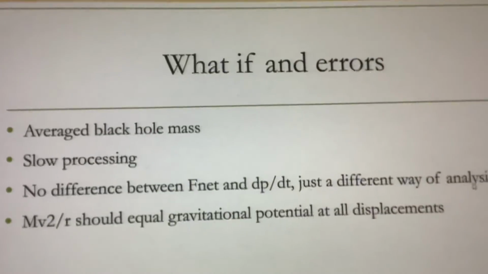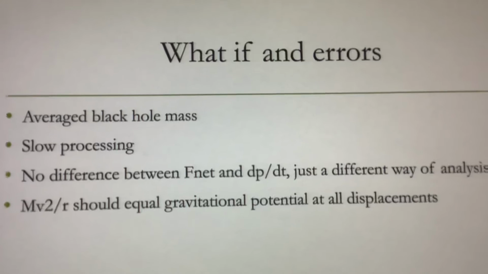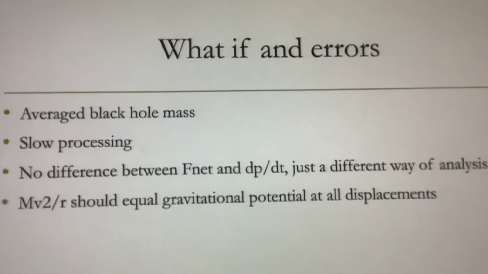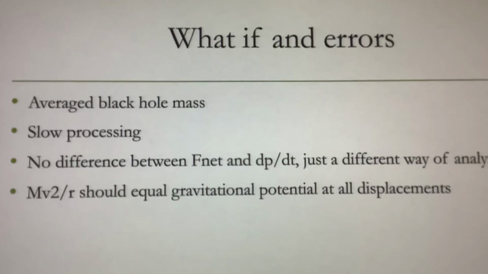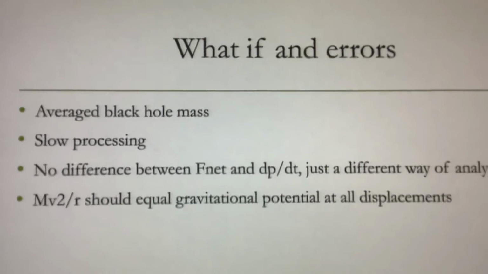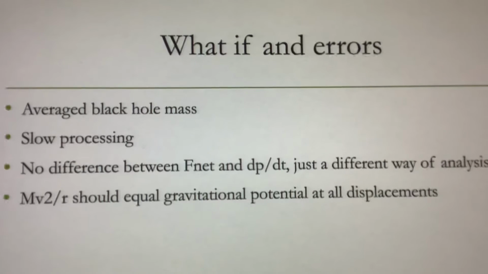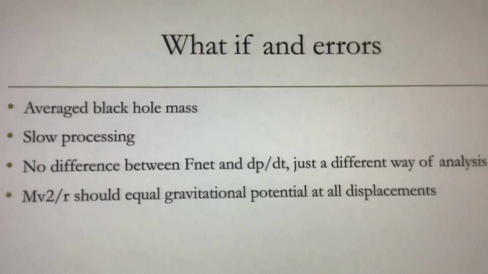One of the errors is that the black hole mass was averaged after multiple trials from the computer. If the computer had better software and better processing, it could have a more distinct calculation and a better modeling of the system.